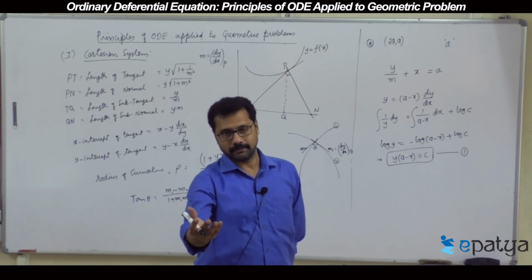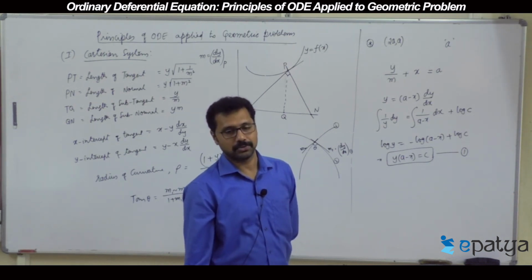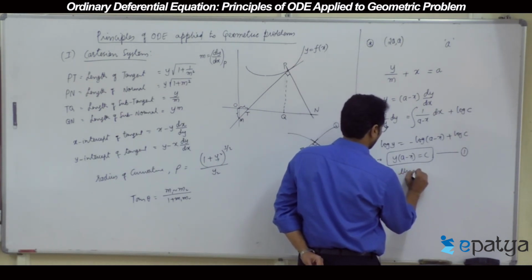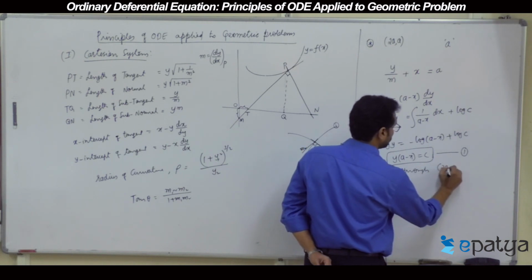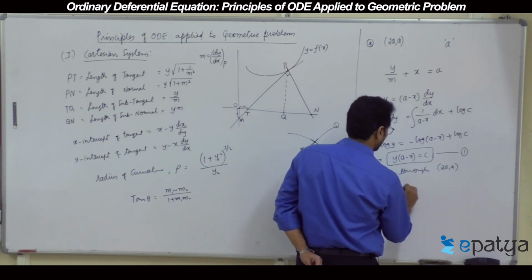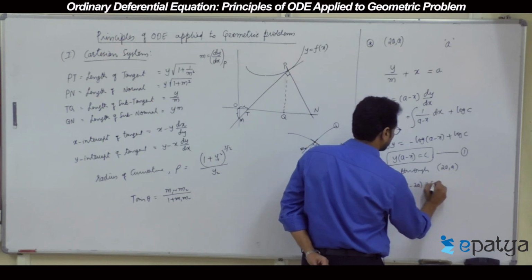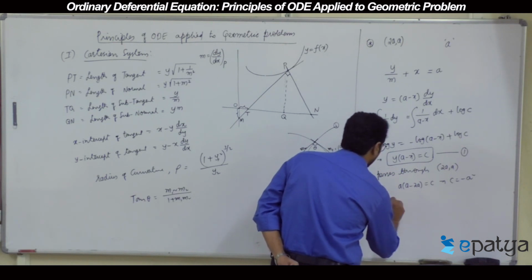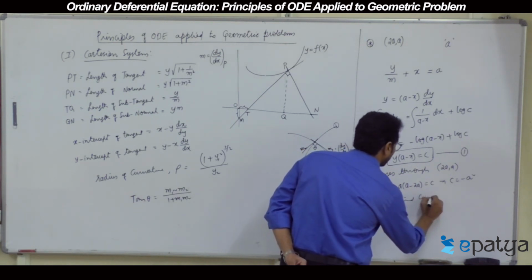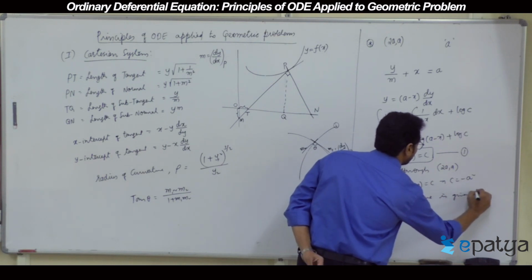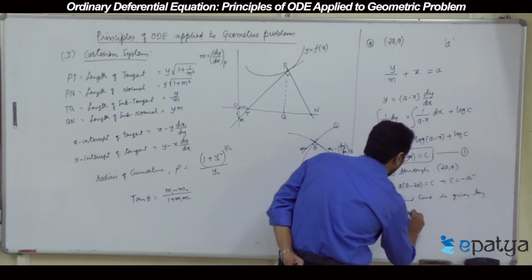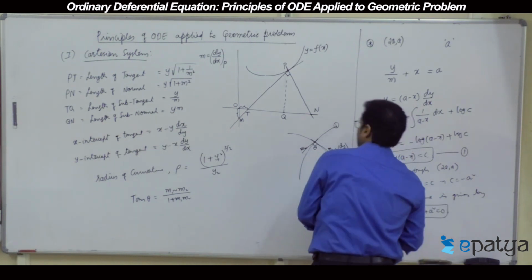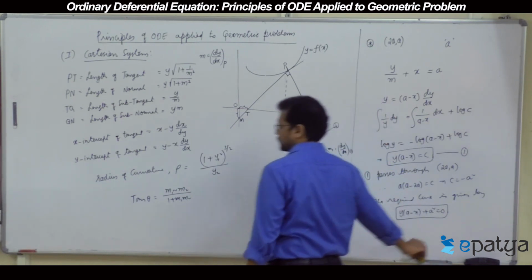And one more thing is given. What is that? The curve passes through 2a comma a. Therefore, a into a minus 2a equal to c, which implies c equal to minus a square. Therefore, the required curve is given by y into a minus x plus a square equal to 0, which exactly is the required curve.